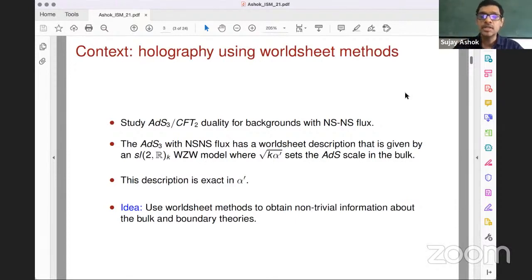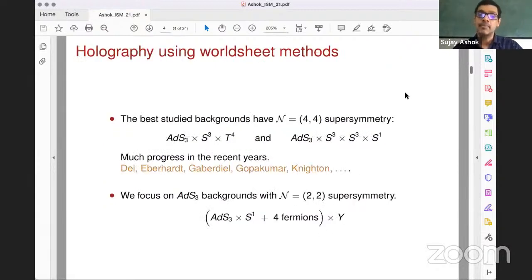So because we have this powerful worldsheet framework, the idea is to use worldsheet methods to obtain whatever information one can about the bulk AdS3, about strings in AdS3, as well as therefore the dual boundary theory. Okay. So the theories that are best studied have N=(4,4) supersymmetry, either large or small. And the last few years have seen an amazing amount of progress, especially due to work by these authors, Dei, Eberhardt, Gaberdiel, Knighton, and so on. But in this talk, the goal would be to focus on AdS backgrounds with lower supersymmetry, especially (2,2) supersymmetry.